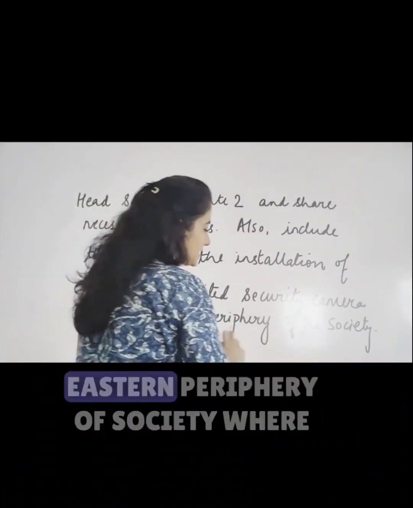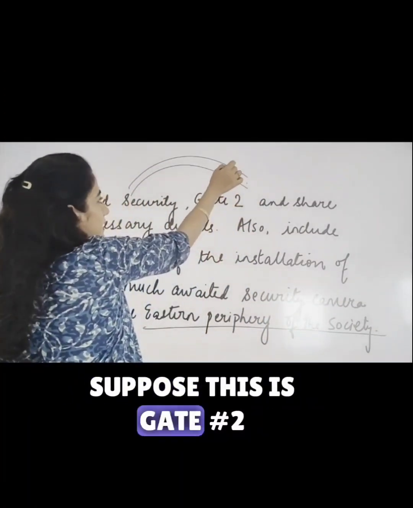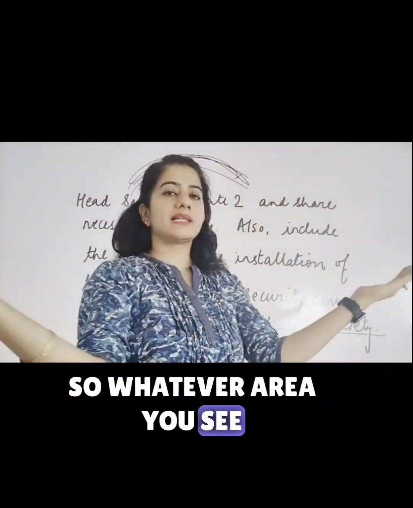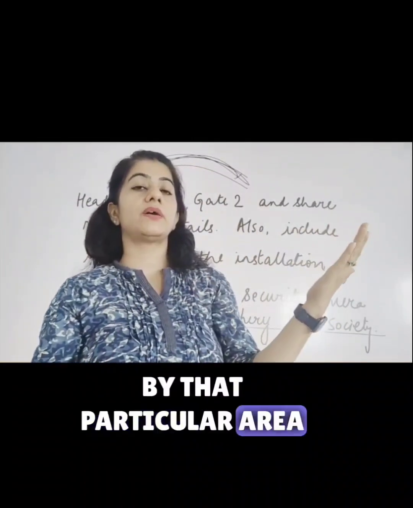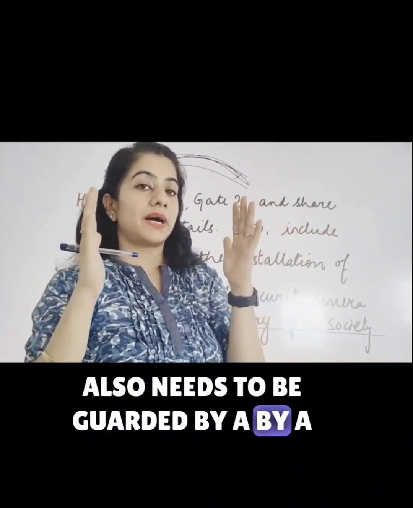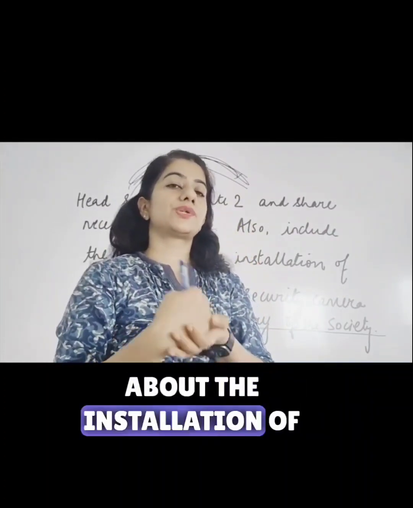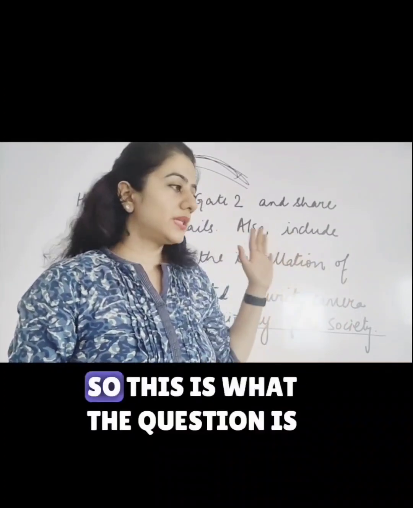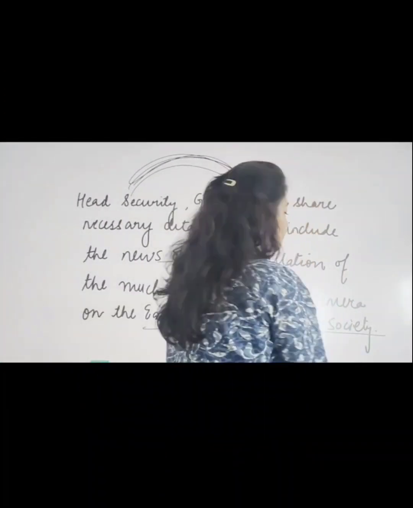What is the meaning of eastern periphery of society? Periphery means the margin. Suppose this is gate number 2. So whatever area you see surrounding it, that particular area also needs to be guarded by a camera, right? So you also need to inform people about the installation of the camera, which they had been waiting for a long period of time. So this is what the question is all about. Now let's get started.